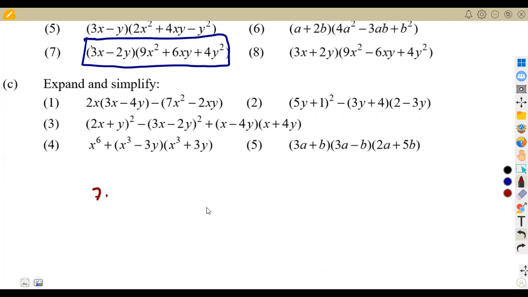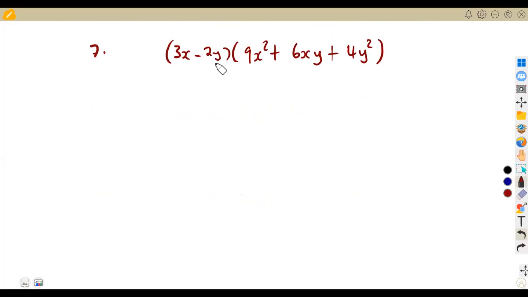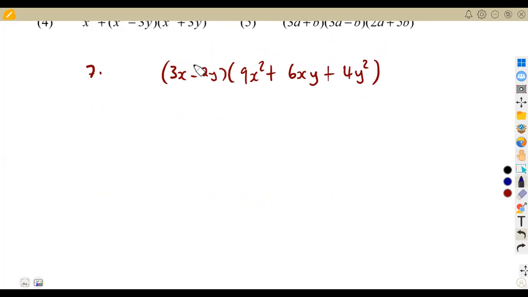All right, on question number 7, we are given the bracket of 3x minus 2y into the bracket of 9x squared plus 6xy plus 4y squared. So this is what we are given. So if we are to consider the simplification or the expansion that we can have here, we are supposed to have the 3x expanding everything in the other bracket. So the 3x has to expand this part, it must multiply this, it is also supposed to multiply this term. So you are supposed to multiply everything in the second bracket by 3x.